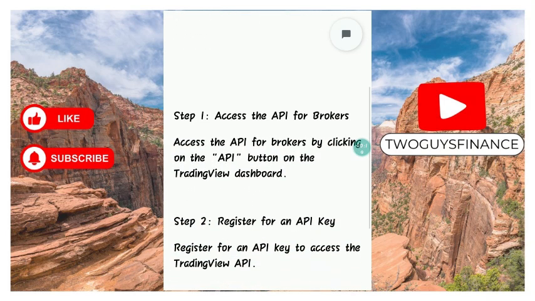The first step will be to access the API for brokers. So you want to access the API for brokers by clicking on the API button on the Tradingview dashboard. And step 2 will be to register for an API key. So you want to go ahead and register for an API key. That's going to allow you to access Tradingview's API.